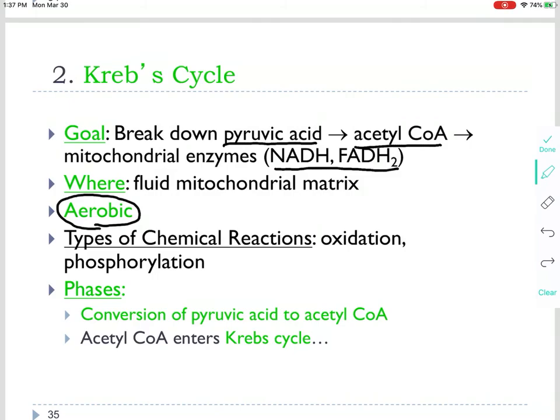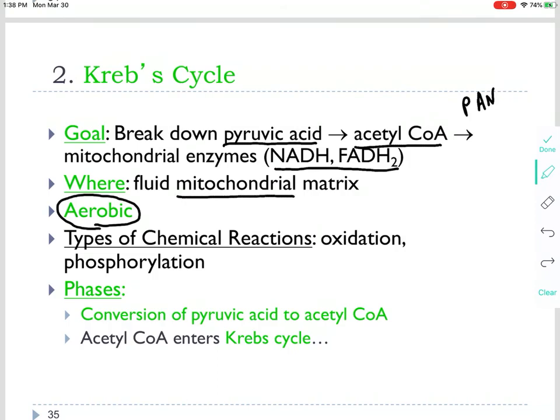For our future exams, there's not going to be an essay, but you can imagine where I have you put the steps in order. So for example, for the goal of the Krebs cycle, I would like you to know that it starts off as pyruvic acid, then it goes to acetyl coenzyme A, and then it goes to NADH and FADH. You can even have a way to remember that. P for pyruvic acid, A for acetyl coenzyme A, and then N for NADH and FADH, PAN.